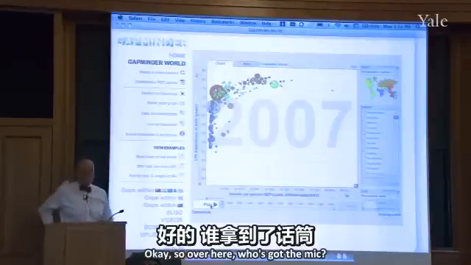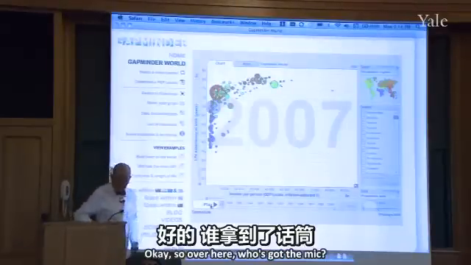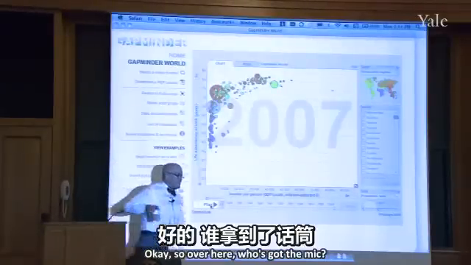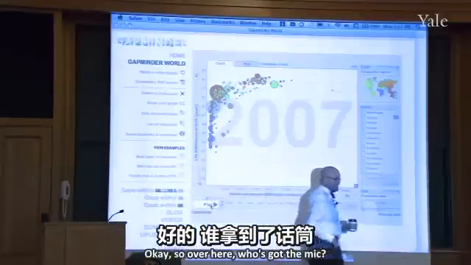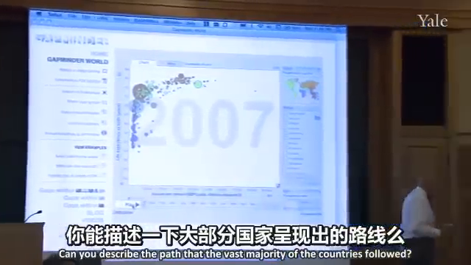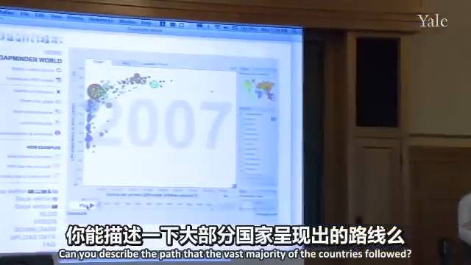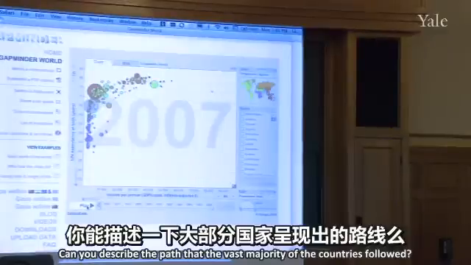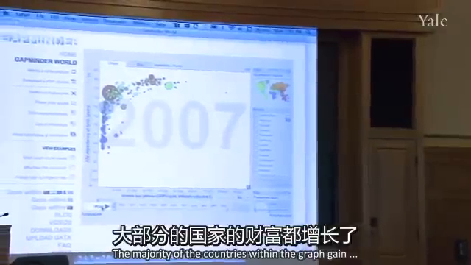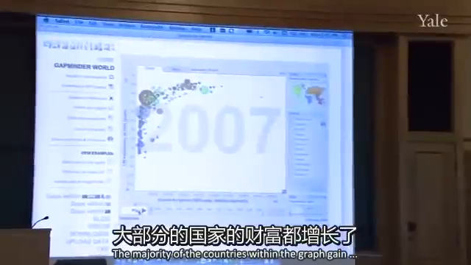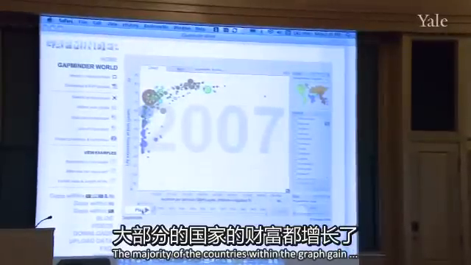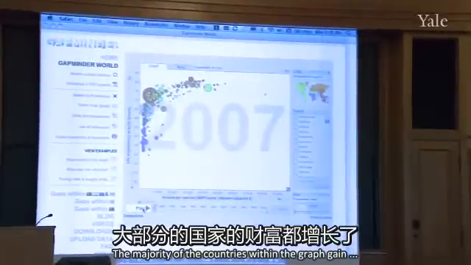Okay, so over here, who's got the mic? Can you describe the path that the vast majority of the countries follow? So most of the countries in the graph are experiencing rising life expectancy, but until the past recent few decades, they're not experiencing great increases.